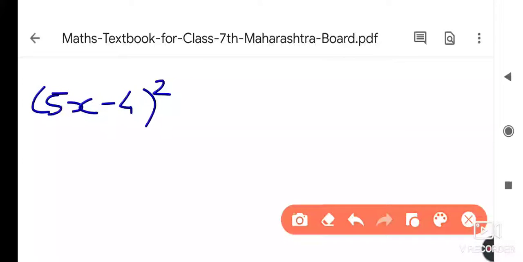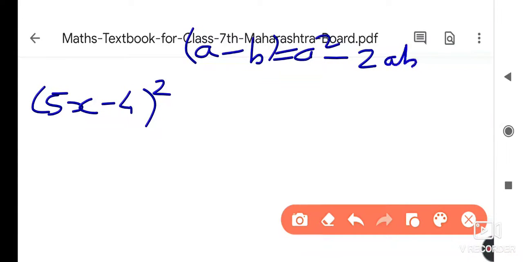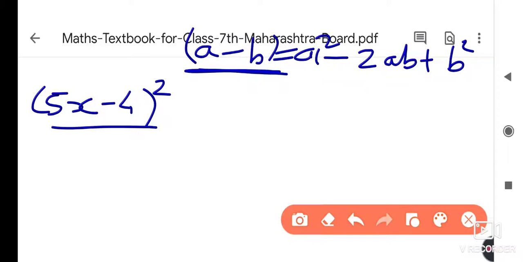We know two formulas: (a plus b) whole square is equal to a square plus 2ab plus b square, and (a minus b) whole square is equal to a square minus 2ab plus b square. To solve this example we have to use this formula. The reason is that between a and b the negative sign is there, and here between 5x and 4 the negative sign is there. That's why we have to use (a minus b) whole square. Which formula we use depends on the sign present between the two terms.